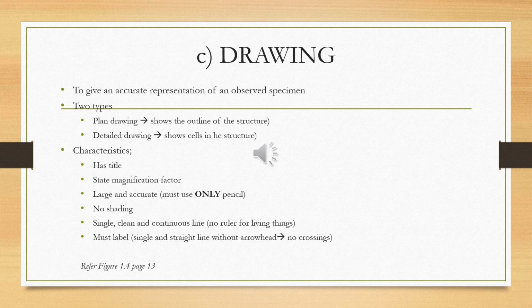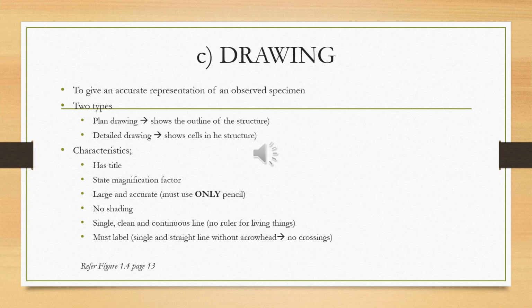No ruler for living things. However, if you want to draw laboratory apparatus, for example a beaker, you are allowed to use a ruler. But if you want to draw a plant cell, you know a plant cell is a rectangle shape, right? So for a plant cell you cannot use a ruler even though it's a rectangle shape. You must use freehand.